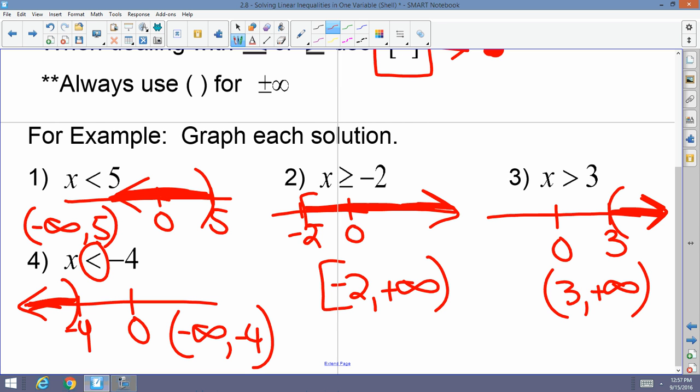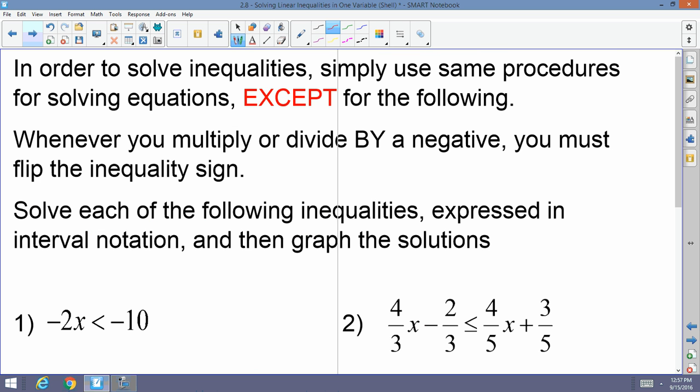Okay, so now we know how to graph inequalities. We know how to write the solutions of inequalities in both set builder and interval notation. Now, let's solve some inequalities. In order to solve inequalities, simply use the same procedures for solving equations, except the following, y'all. Whenever you multiply or divide by a negative, you must flip the inequality sign.